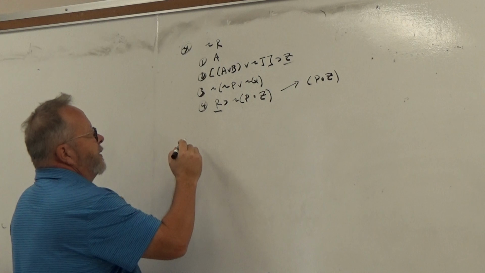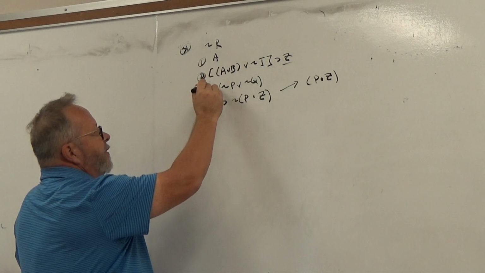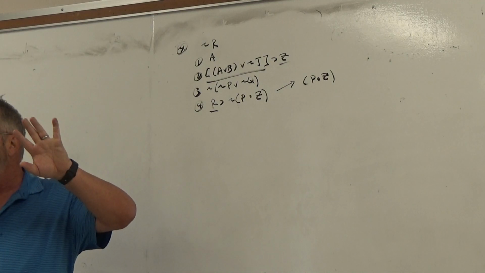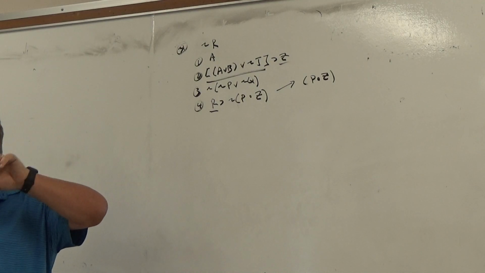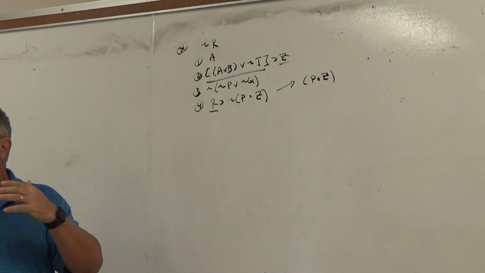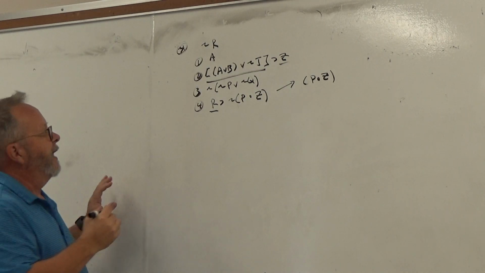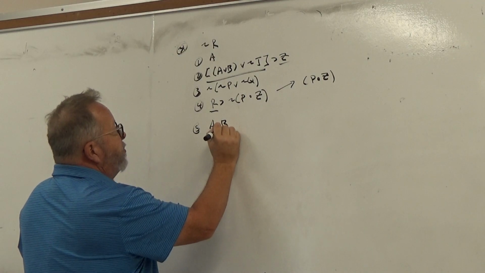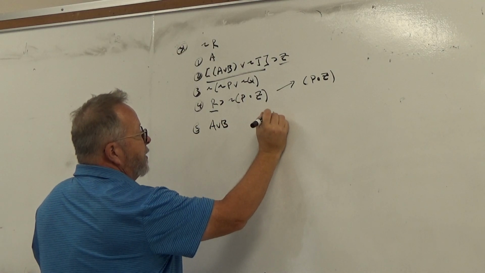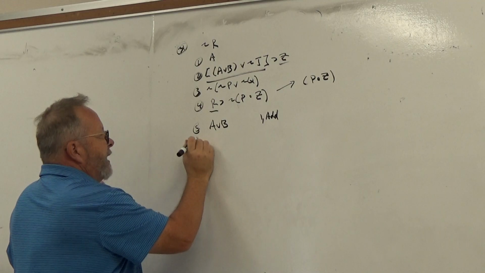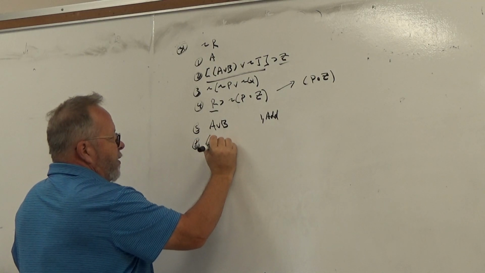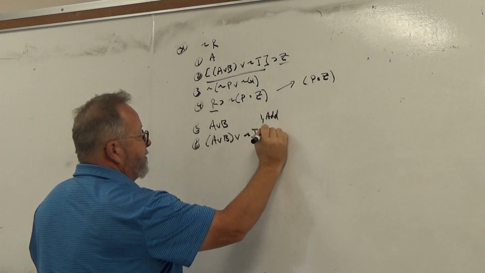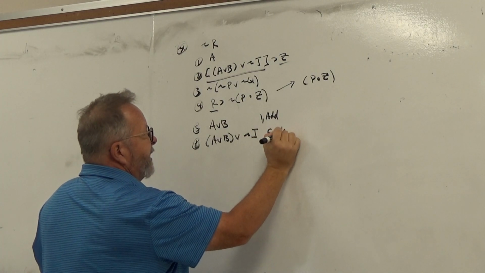What do I have to work with? I have an A, but I notice this big hunk of junk that I need. All those pieces are connected together by ORs, which means I can just add on what I need to the A. So first step, I could say this: A or B from 1 by addition, okay? And now I can say, well, to the A or B, I'm going to add not J. So that's from 5 by addition.